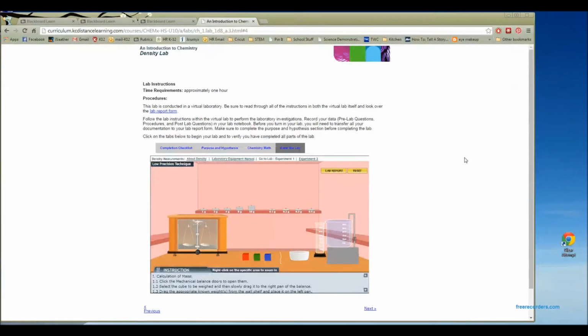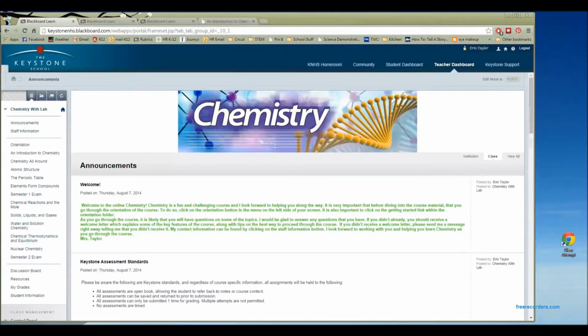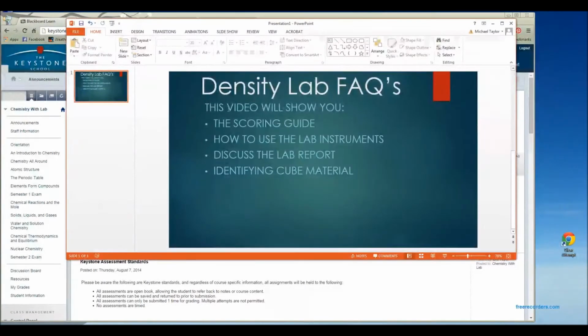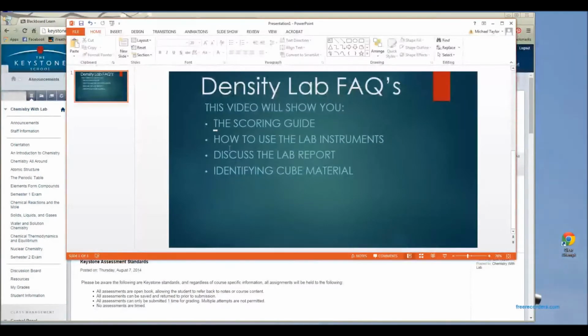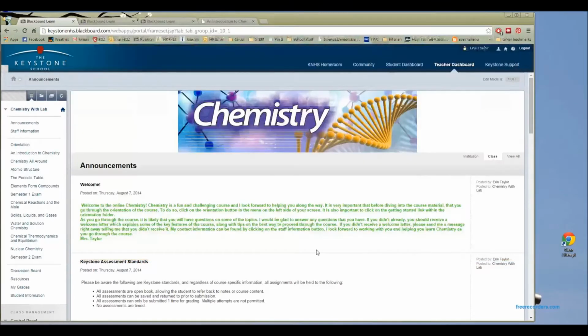This is a short little video to help with the frequently asked questions on the Density Lab. So, this video will show you the scoring guide, how to use the lab instruments. We'll talk about the lab report and identifying the material the cubes are made out of. So, getting started. The scoring guide.